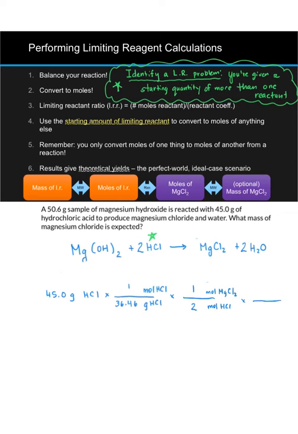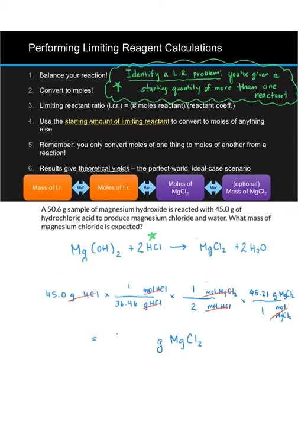Finally, to go from what's now moles of MgCl2 into mass of MgCl2, we need the molar mass of it, which works out to be 95.21 grams per mole. As we move through this calculation, we'll get rid of grams of HCl, moles of HCl, moles of MgCl2, and be left with grams of magnesium chloride at the end. We'll keep 3 significant digits.